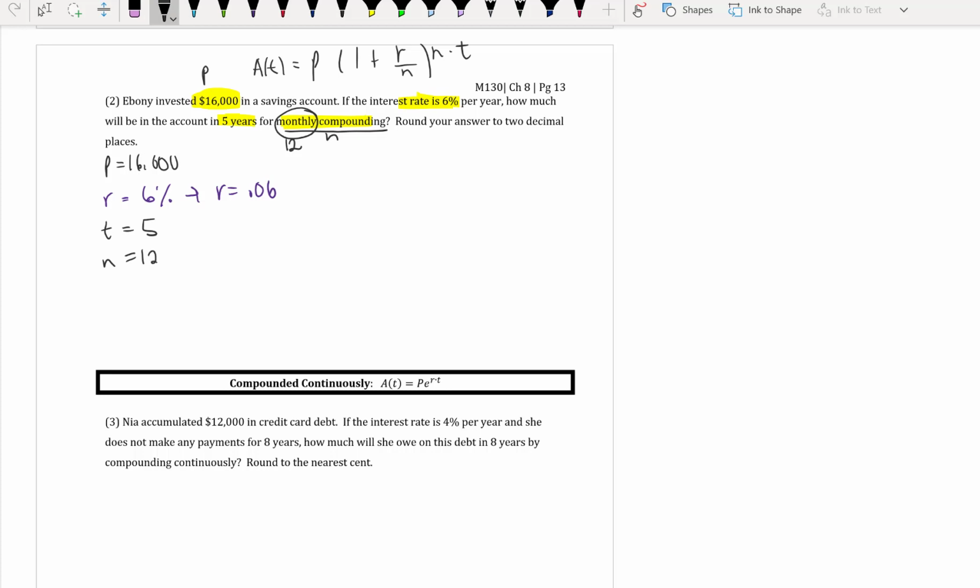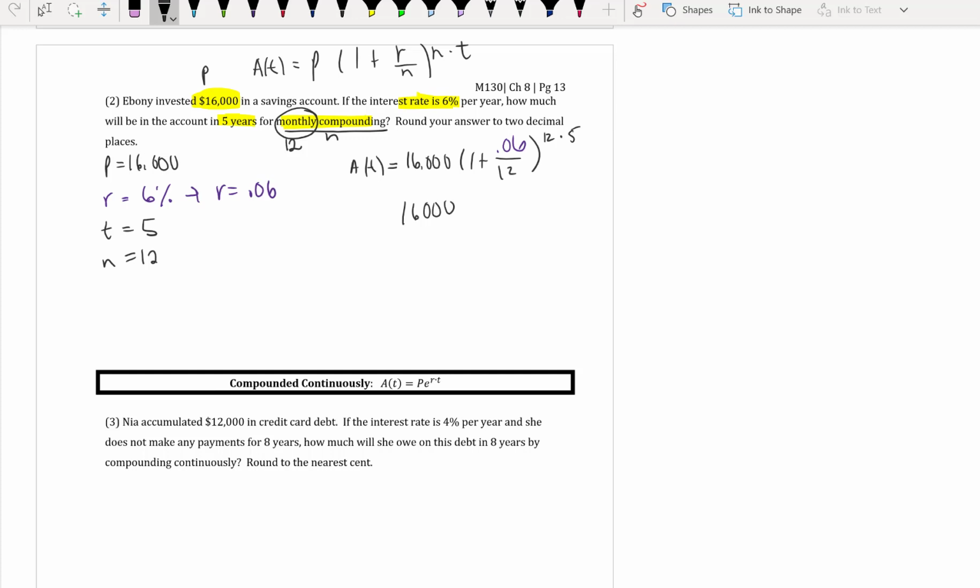Okay. So now, plugging it into this equation, I have my A of T is equal to my principal amount, that's 16,000. And my R value here is 0.06. And my N value here is 12. And my N value again is 12 times my T value, which is 5.